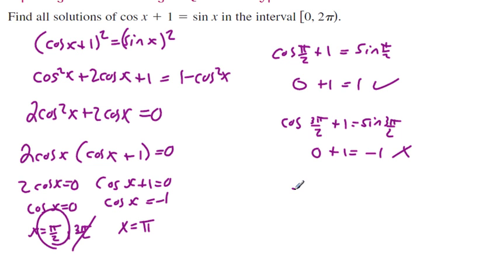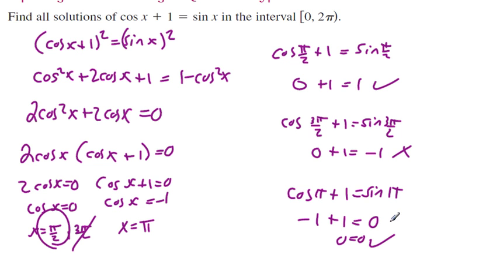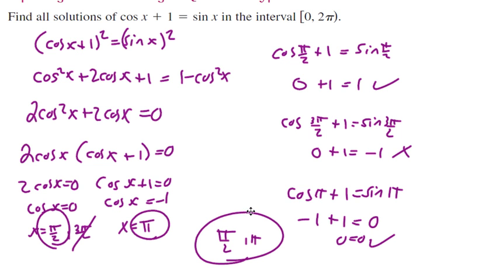Let's just check pi now. Cosine of pi plus 1 equals sine of pi. Cosine of pi is negative 1 plus 1, and sine of pi is 0. So 0 equals 0, bing! That's okay. So really, the only answers that we would write down are pi over 2 and pi. Those would be the only roots within the interval 0 to 2 pi.